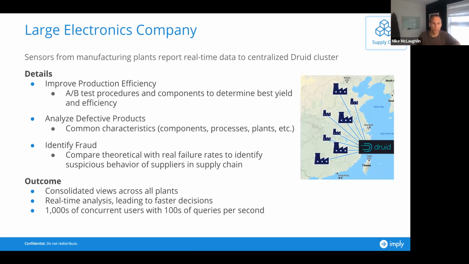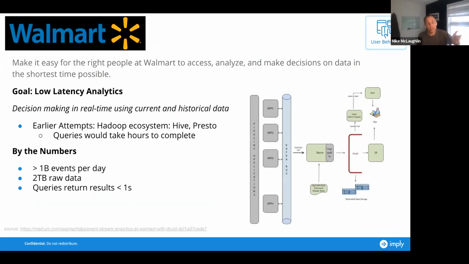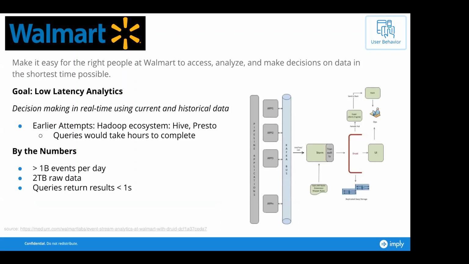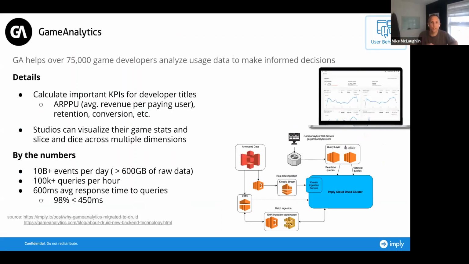This one's an example of factory floor, works with sensors on factory floors, looking at fraud analysis as well as consolidating all the sensor data from one location. So this is very IoT and supply chain focused. Nielsen Marketing Cloud, ad tech. Walmart's another big user of Apache Druid. They have a blog that I've linked to at the bottom. They don't talk a bunch about their specific use case, but they do talk about their large scale usage, about 1 billion events per day. I don't remember exactly how they're using it, but they've got a couple of different teams that are using it at Walmart.